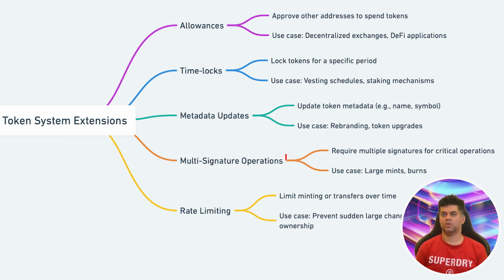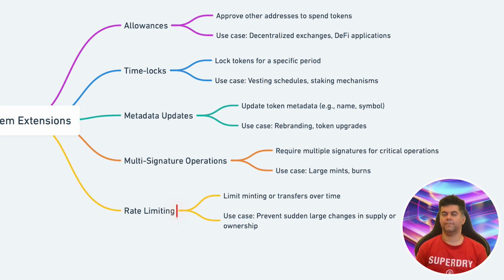the token. Multi-signature operations. For enhanced security, we could require multiple signatures for critical operations like large mints or burns. Rate limiting. We could implement rate limiting on minting or transfers to prevent certain large changes in token supply or ownership. Remember, blockchains and cryptocurrencies are constantly evolving. What we've built today is just the beginning.